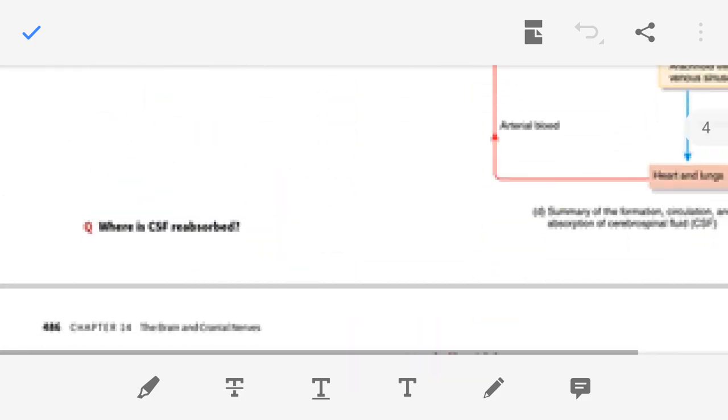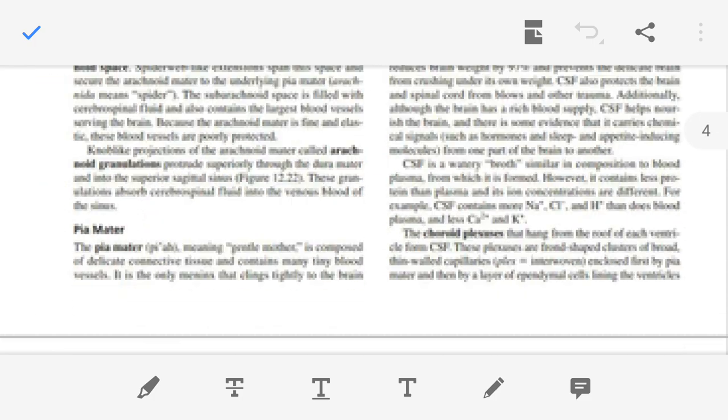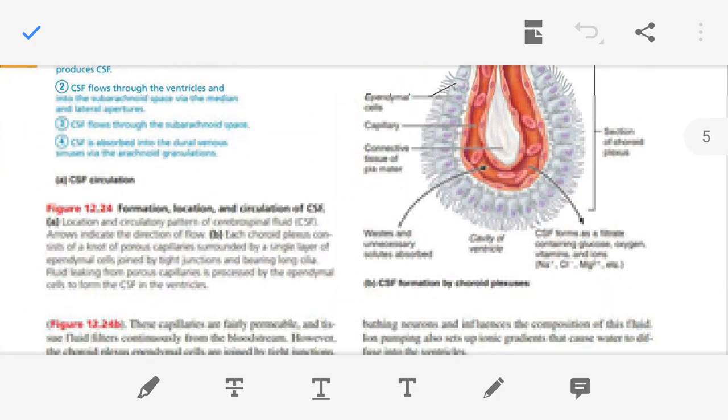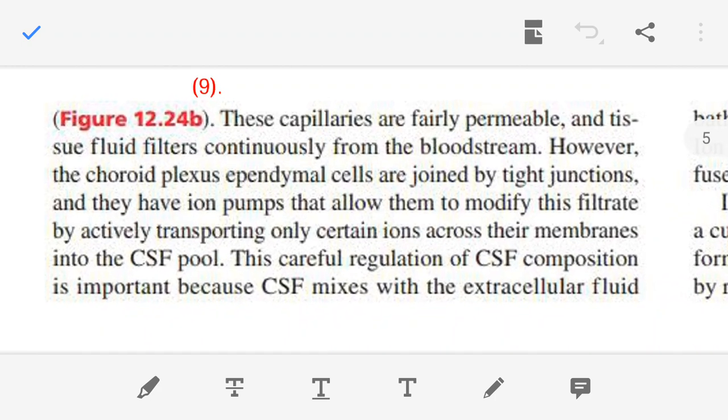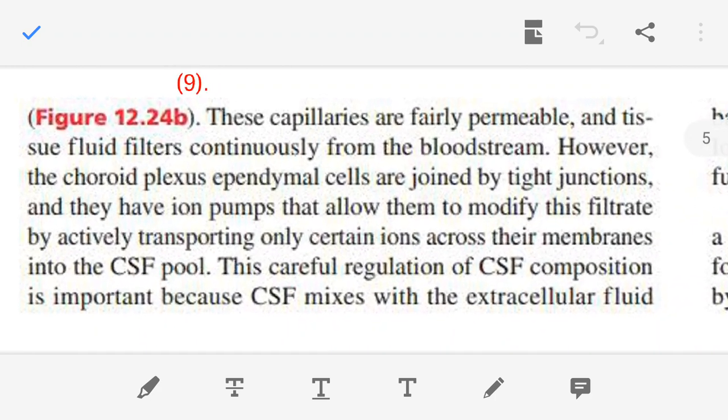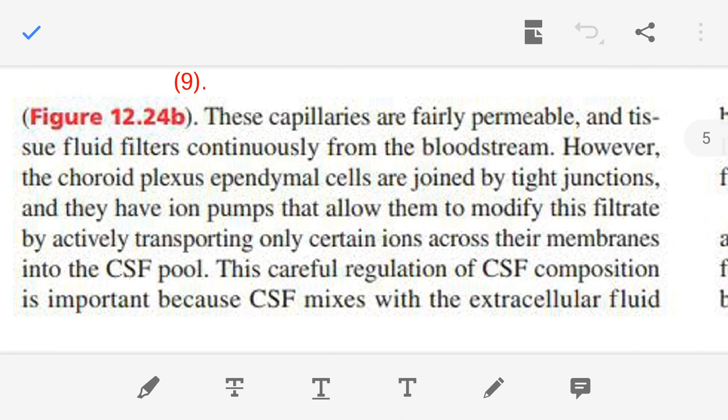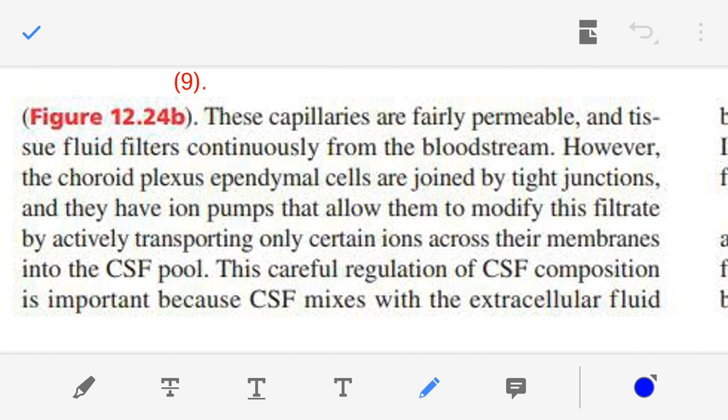So the plasma membrane at the tight junction, in that the ion channels are present, and these ion channels or ion pumps are selectively permeable. And these pumps are actively transporting certain ions. Actively means the use of ATP. Energy from ATP is utilized for the transport of ions.